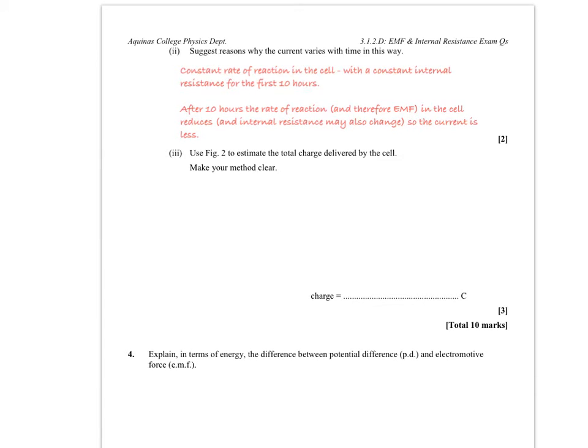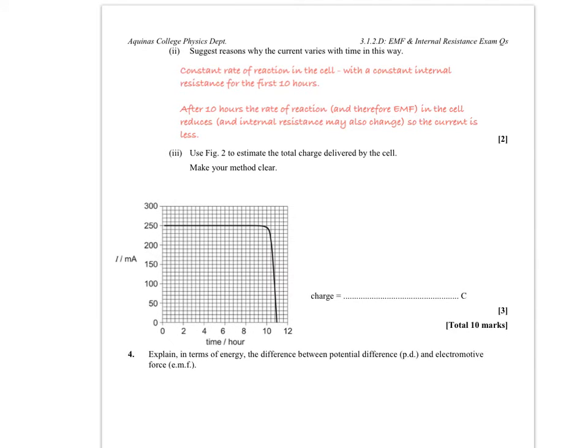We're then asked to use the graph in order to work out or estimate the total charge delivered by the cell. So this is the graph here. And what we need to do then is think about how we're going to find the total charge when we've got a graph of current against time. Now we know an equation that charge transferred is current times time, and actually if we're finding current times time here, what we're doing is we're finding the area under the graph.